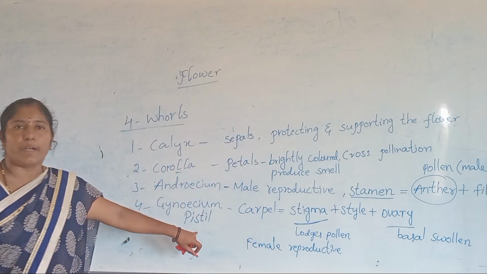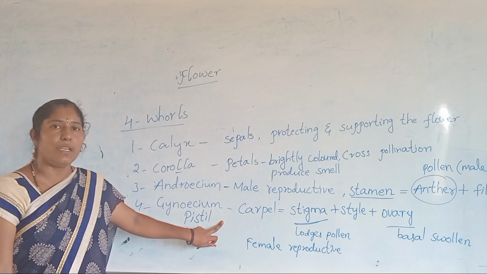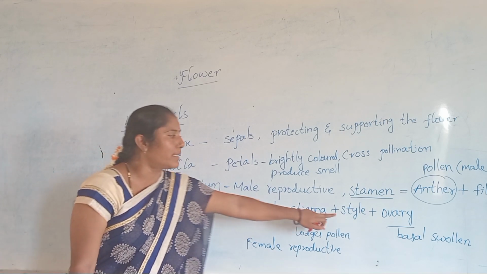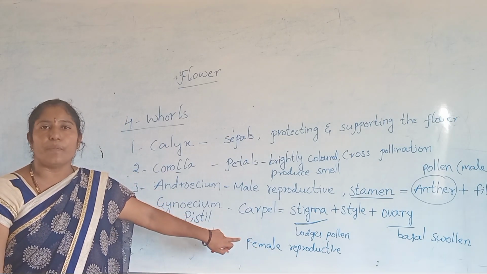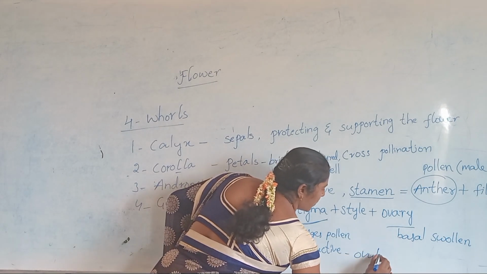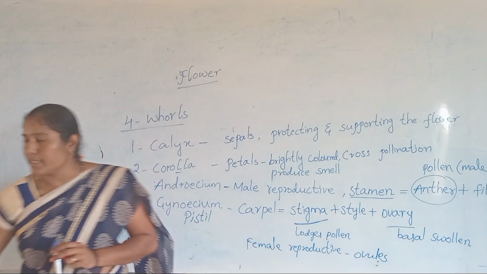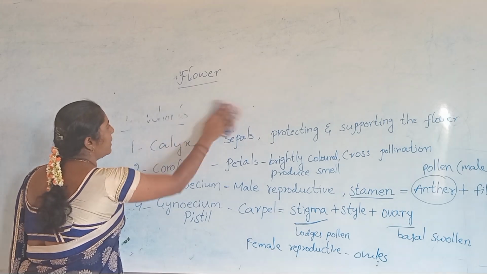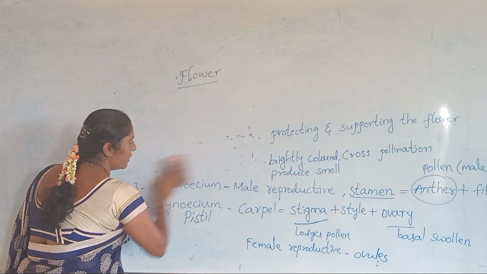Gynoecium is the female reproductive part of a flower, and it consists of carpels. Each carpel has three parts: stigma, style, and ovary. What does gynoecium produce? Gynoecium produces ovules. Next I will draw the diagram of a flower, the LS of a flower, and then you will understand better.